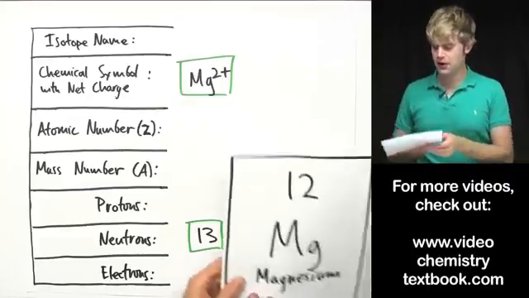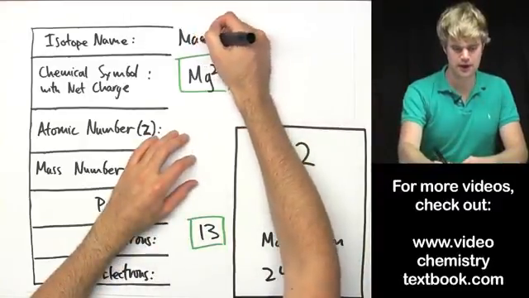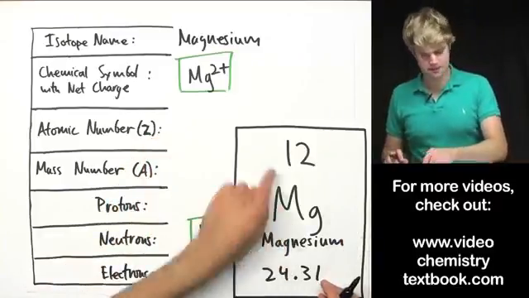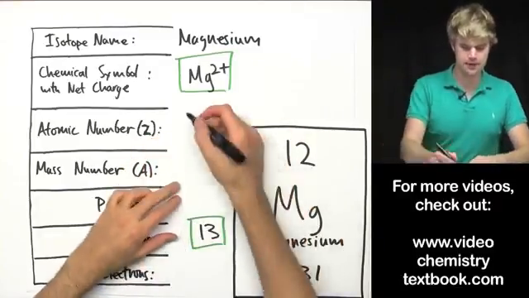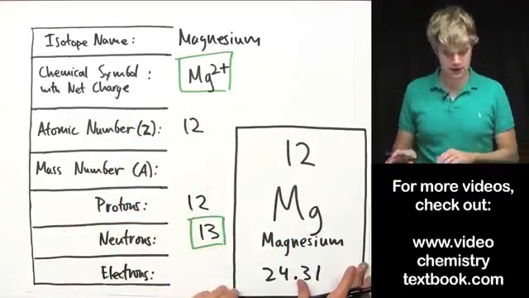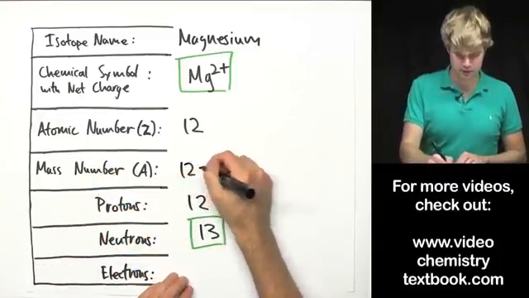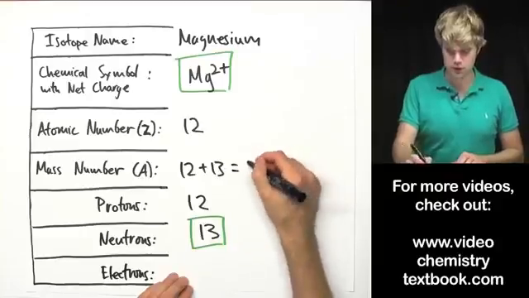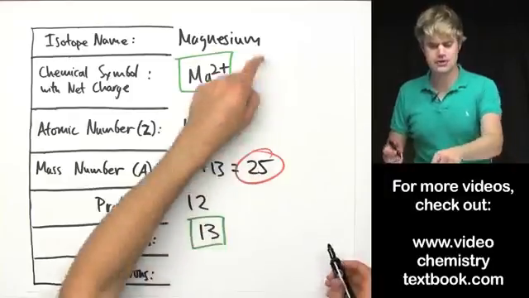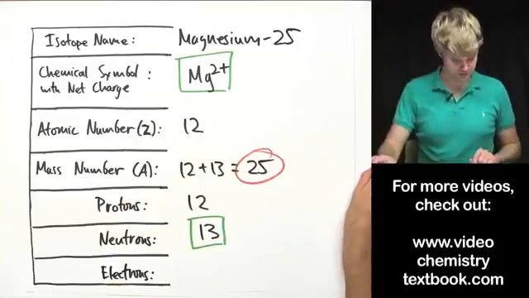I'll look this up on the periodic table. If you didn't already know this, Mg is magnesium, so I'll write that in here, magnesium. You look up magnesium on the periodic table, you can get the atomic number right up here, so that's 12. The number of protons is also 12 because they're the same thing. And now that I know protons and neutrons, I can get the mass number. 12 protons plus 13 neutrons equals 25. There's my mass number. And now I can use the mass number to finish up the isotope name up here. It's going to be magnesium 25.